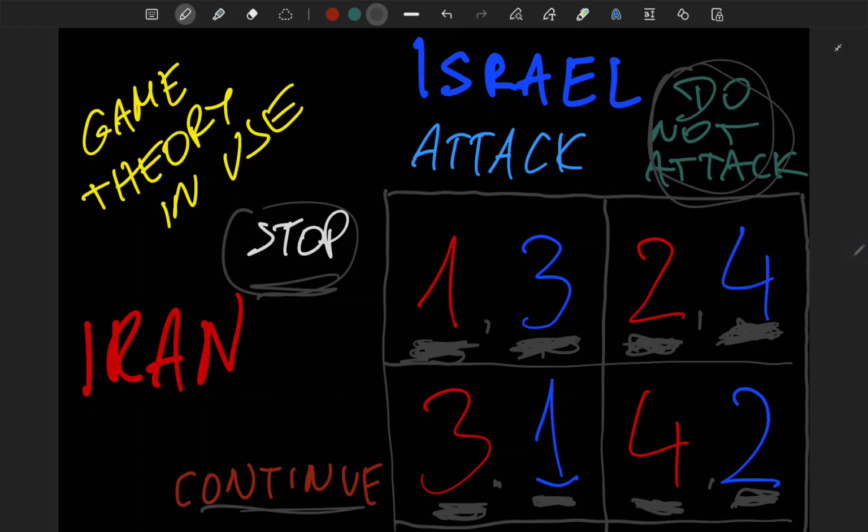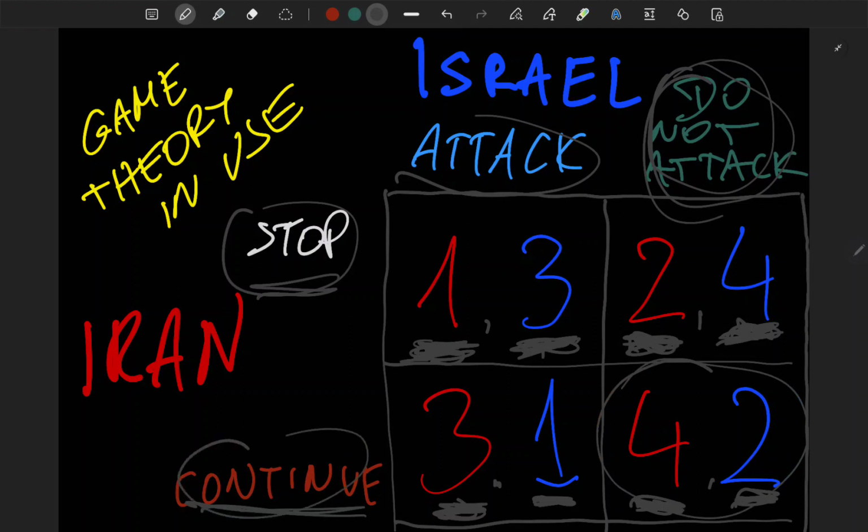Similarly, Iran obtains better outcomes by choosing continue, regardless of Israel's choices. Iran obtains 3 instead of 1 against Israel's decision to attack, and 4 instead of 2 against Israel's decision of do not attack. Therefore, the equilibrium is continue for Iran and do not attack for Israel. Thus, we explain the status quo between Iran and Israel.